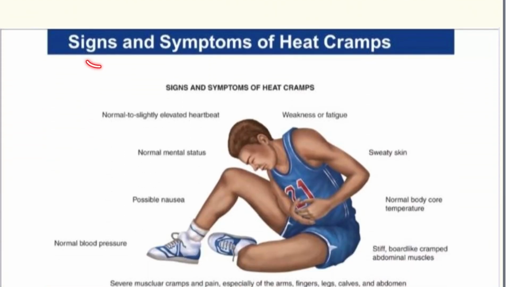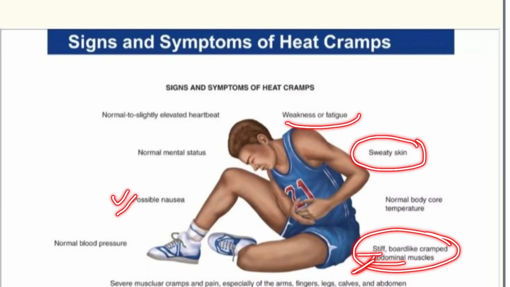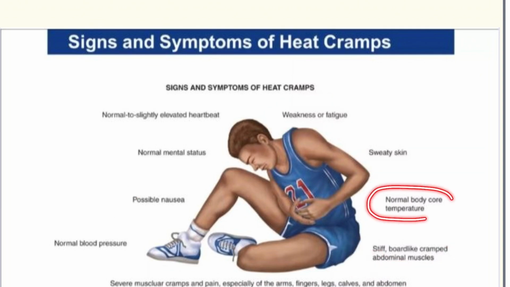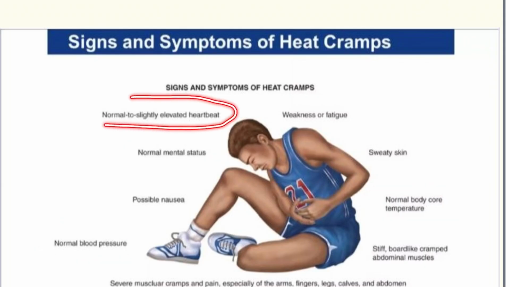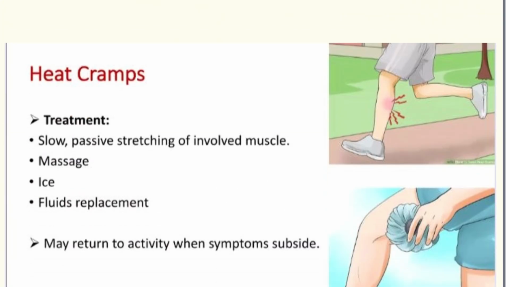So what are the signs and symptoms of heat cramps? Nausea can sometimes be seen in some patients. Some patients feel board-like, stiff, cramped abdominal muscles. They can have nausea, sweaty skin, weakness or fatigue. However, the body temperature remains normal, blood pressure remains normal, mental status remains normal, and a normal to slightly elevated heartbeat can be seen. So these are heat cramps.